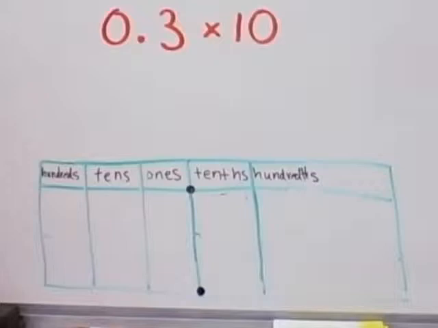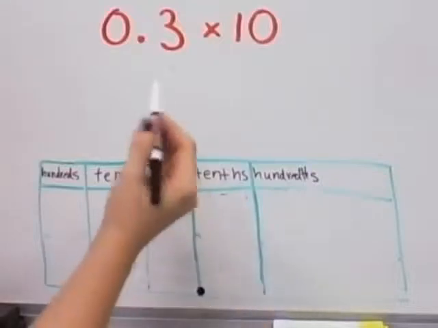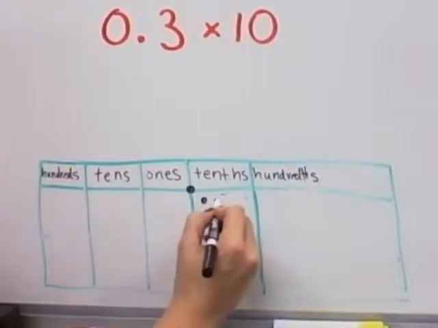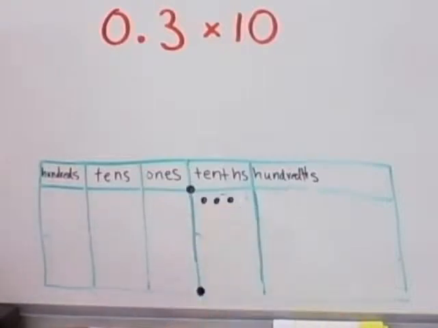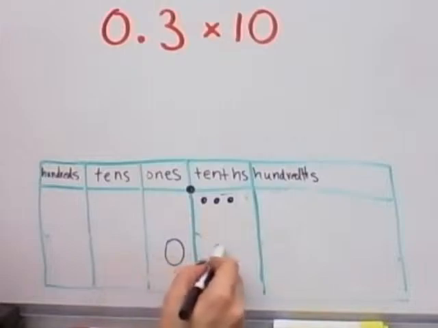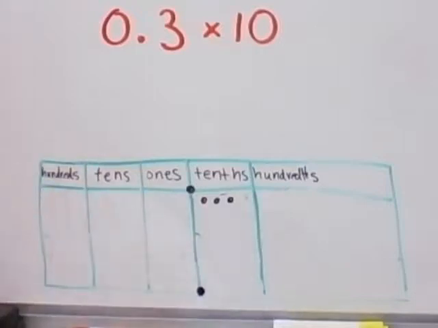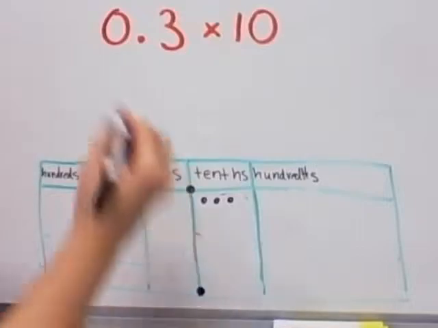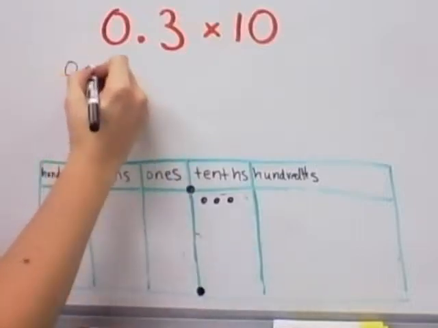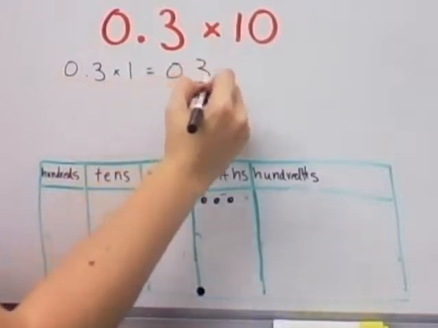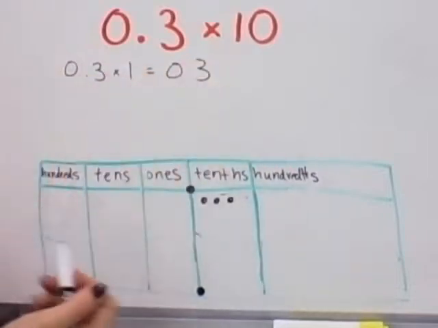tenths times 10. First of all, we need to understand that 3 tenths can be represented on a place value chart by putting 3 in the tenths place, and that this is equivalent to 3 tenths. If I wanted to figure this problem out using patterns of multiplication, I know that 3 tenths times 1 equals 3 tenths because a number times 1 equals itself.